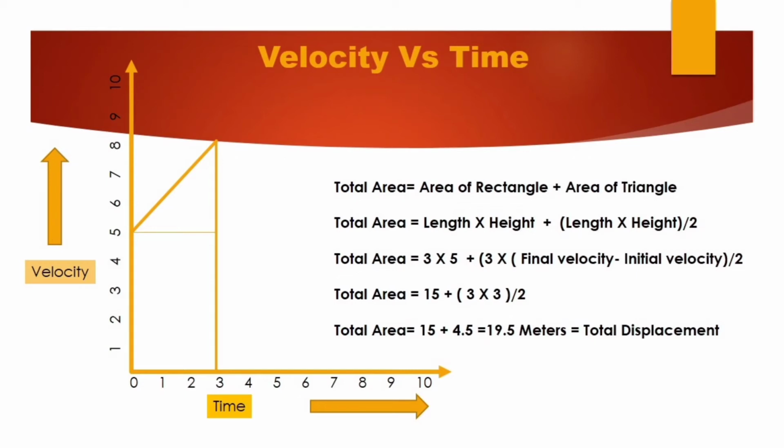Area of triangle is length times the height divided by 2. Here, length is 3. Height is final velocity minus initial velocity. So height is 8 minus 5, that is 3. Area of triangle is 3 into 3 divided by 2. Area of triangle is 4.5. Total area is the addition of the area of the rectangle and the area of the triangle. So total area is 19.5. That is nothing but total displacement.